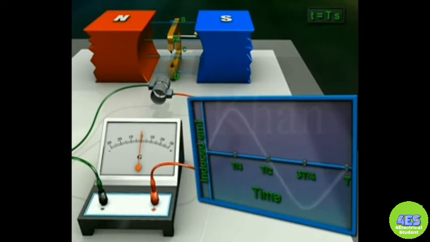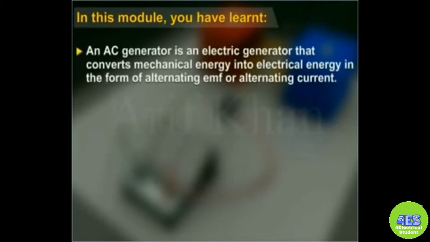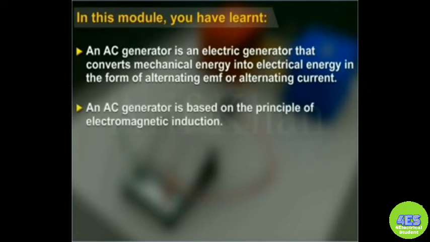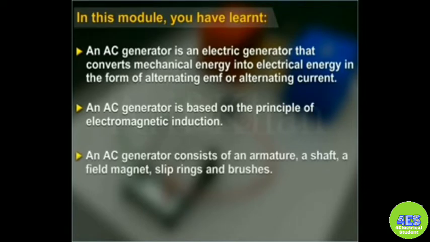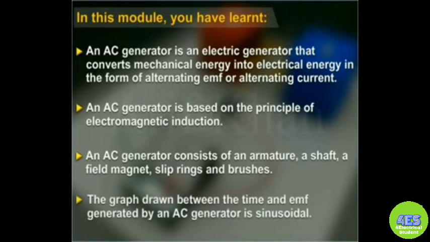In this module, you have learned that an AC generator is an electric generator that converts mechanical energy into electrical energy in the form of alternating EMF or alternating current. An AC generator is based on the principle of electromagnetic induction. An AC generator consists of an armature, a shaft, a field magnet, slip rings, and brushes. The graph between time and EMF generated by an AC generator is sinusoidal.